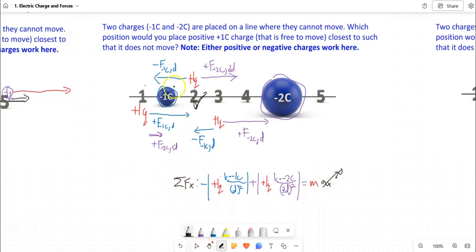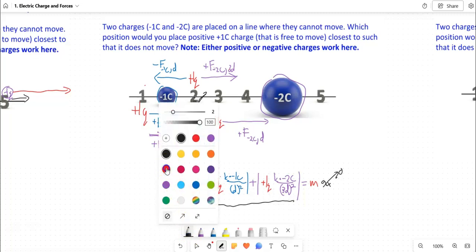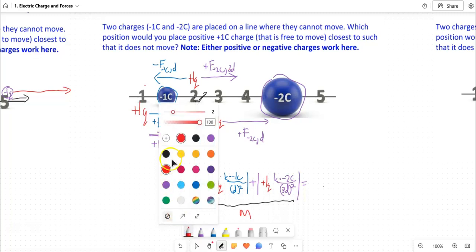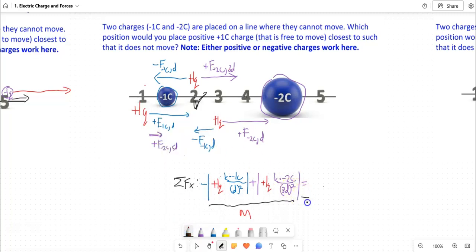So when these two forces are equal in magnitude but opposite in direction, that is zero, and zero divided by the mass of this guy is just going to be equal to the acceleration, which hopefully will work out to be zero. So that's the reason why it does not move. Okay, so that's what we're talking about here.